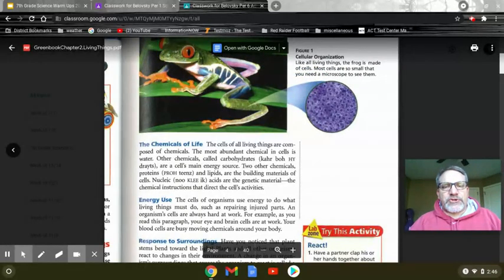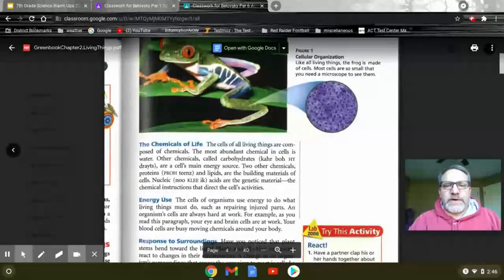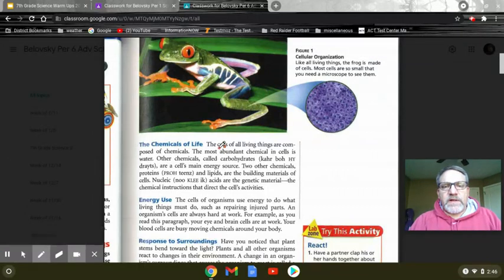The next question on there is a fill in the blank, and you'll find it right here. Look to see which one is the blank: all living things are composed of blank. It's the very first line right here. The cells of all living things are composed of chemicals. Every creature out there is made up of certain chemicals that are the same.